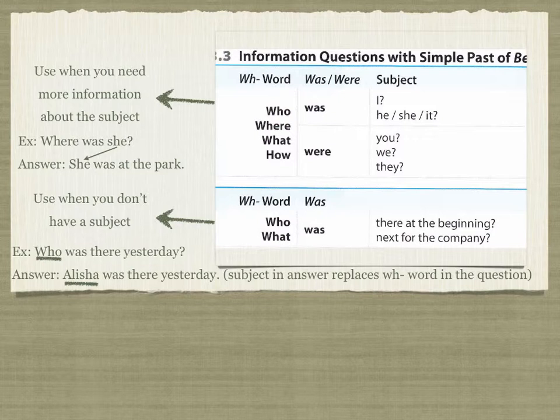If you notice the question, who was there yesterday? Alicia was there yesterday. The whole sentence stays the same. The only thing that changes is the first word, the subject.